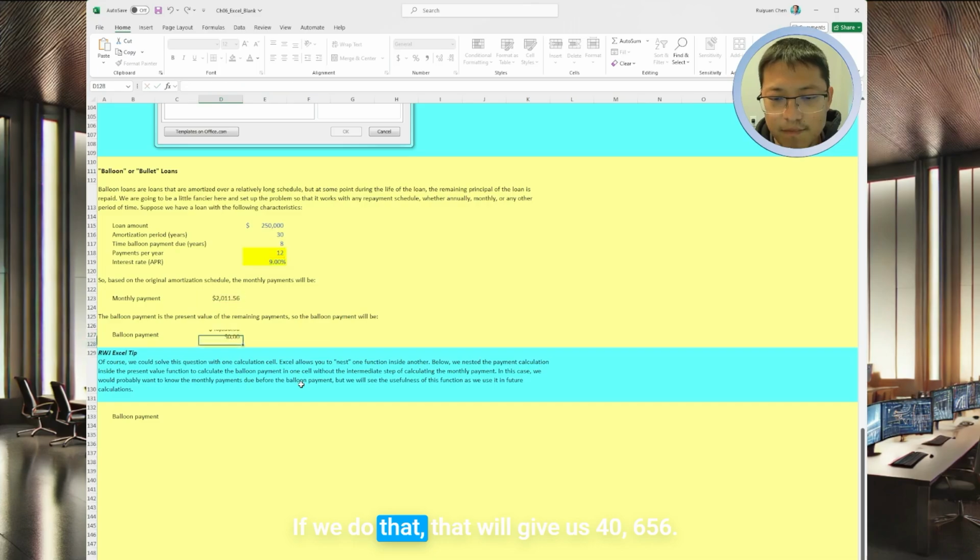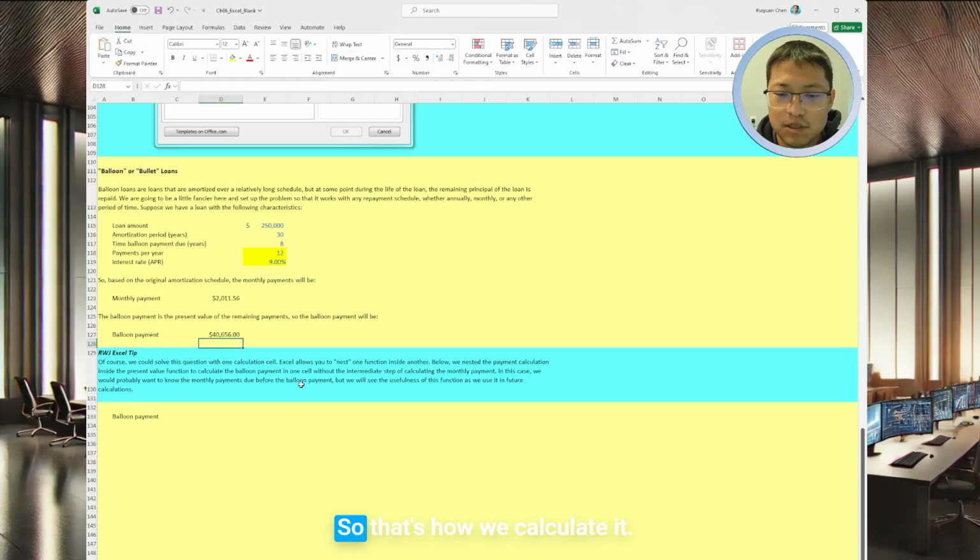If we do that, that will give us 40,656.0. That's how we calculate it. As you can tell, using Excel is much easier and more sophisticated than giving you the number right away.